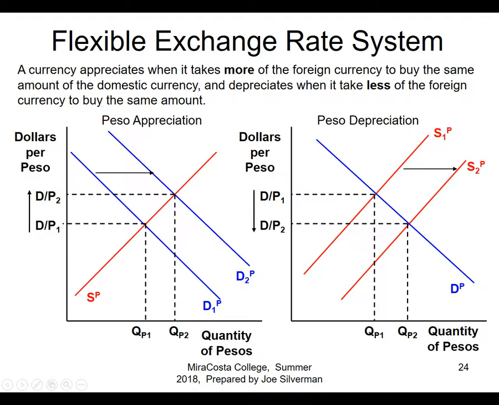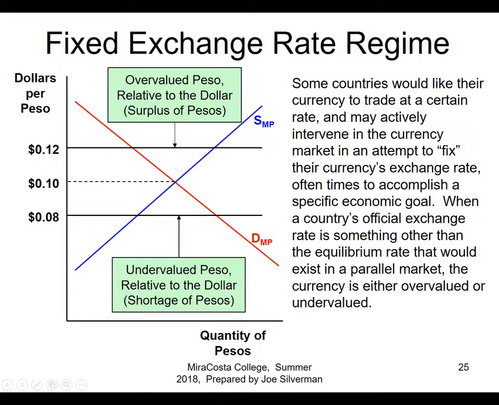Does that make sense? So either supply or demand, or both supply and demand, will determine what the exchange rate is if a country has a flexible exchange rate system. All right, what about a fixed exchange rate system? What does that look like? What happens in a fixed exchange rate system is that the central bank will determine the official exchange rate.